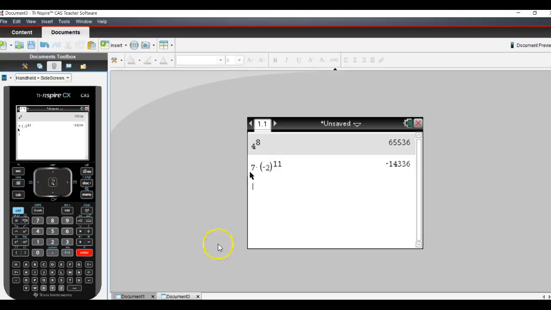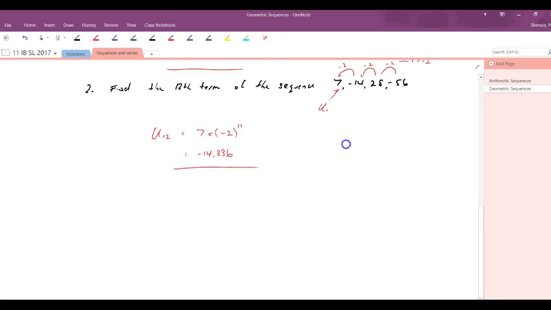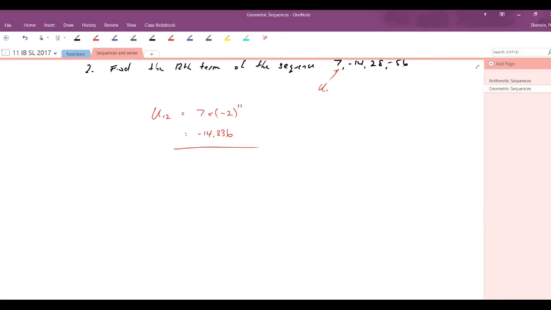And hit enter: minus 14,336. Can you see how powerful this is? Now we're very quickly coming up with a certain term in the sequence. With large numbers, it's not taking us any time at all. Okay, next example.